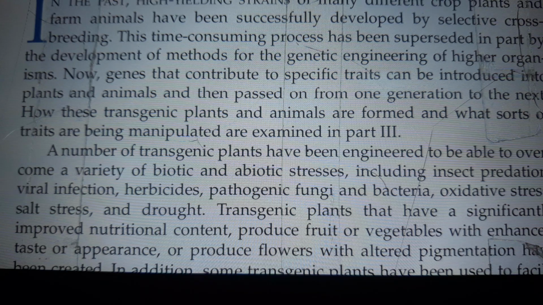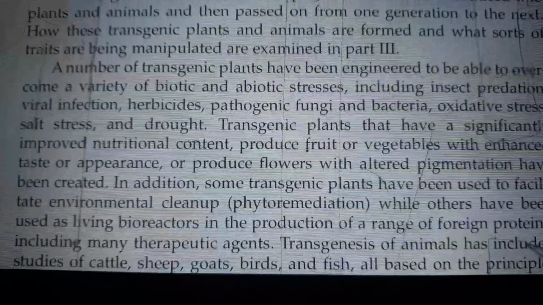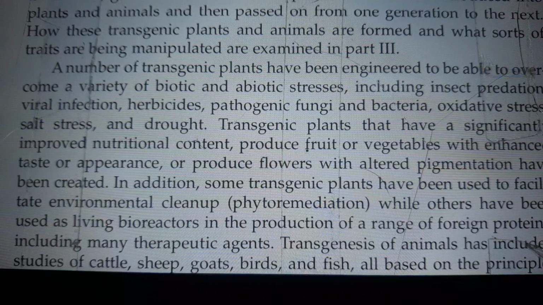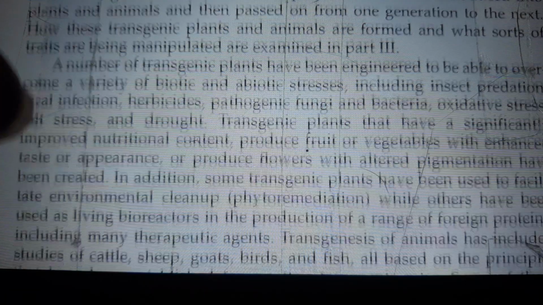In the past, high-yielding strains of many different crop plants and farm animals have been successfully developed by selective crossbreeding. This time-consuming process has been superseded in part by the development of methods for the genetic engineering of higher organisms. Now, genes that contribute to specific traits can be introduced into plants and animals and then passed on from one generation to the next. How these transgenic plants and animals are formed and what sorts of traits are being manipulated are examined in part 3.